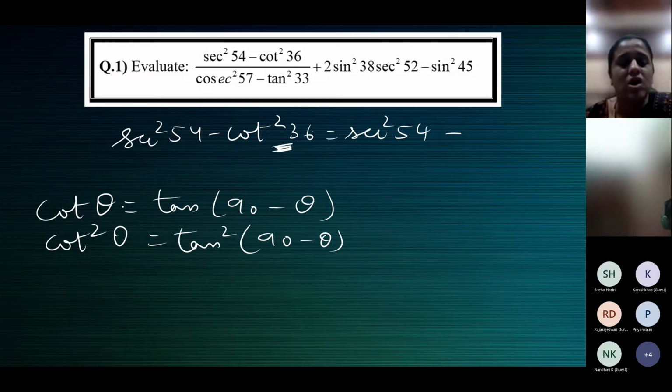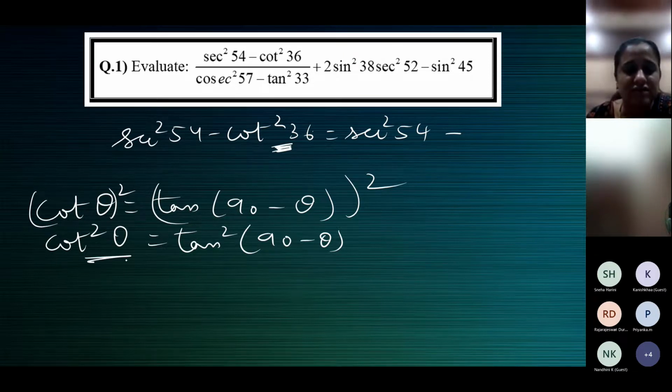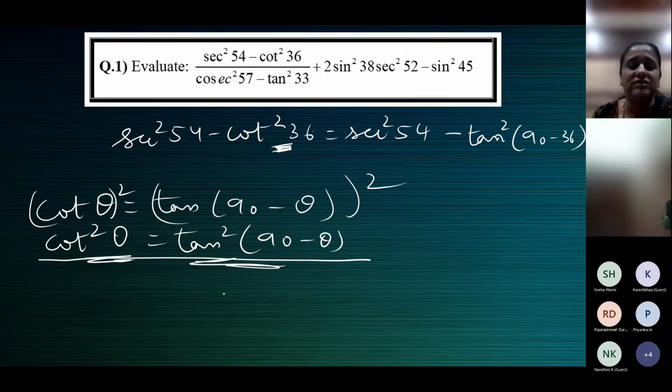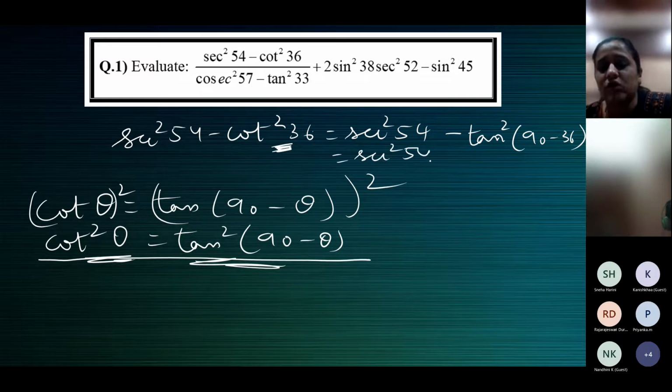I've told you this. Cot theta is tan 90 minus theta. When you square this on both the sides, you get cot square theta is equal to tan square 90 minus theta. So cot square 36 is tan square 90 minus 36. See, I'm using this. Cot square theta is equal to tan square 90 minus theta. So that is secant square 54 minus tan square 90 minus 36, which is 54. So secant square theta minus tan square theta is 1.